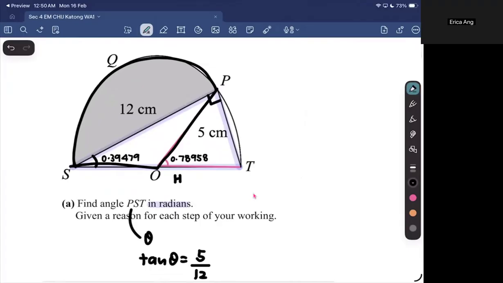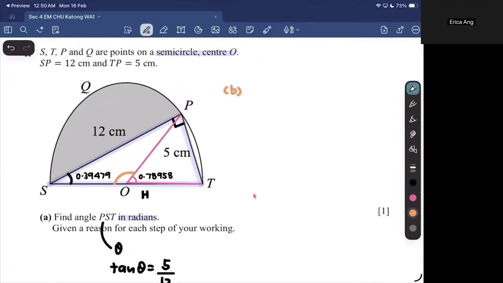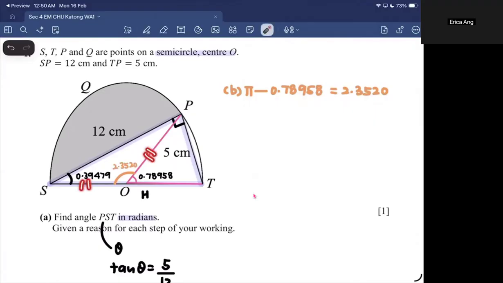If I want to get a sector, I want to find this angle here. Normally you will take 180 minus, but in this case, because it's radian mode, you will take pi minus 0.78958. So you get 2.35201. This is your angle here, 2.3520. Then I need the radius. How to find the radius? The radius is not given here, and we don't need to use sine rule or cosine rule, because that's too troublesome.